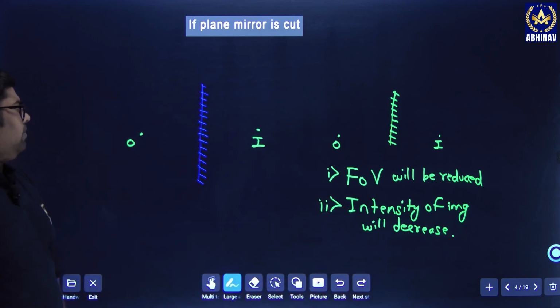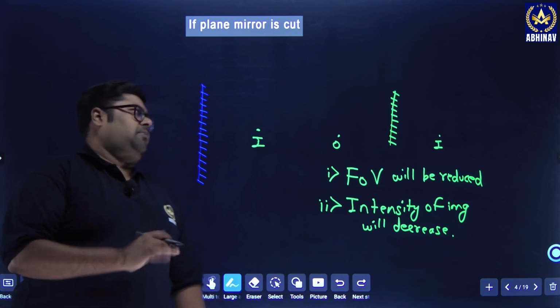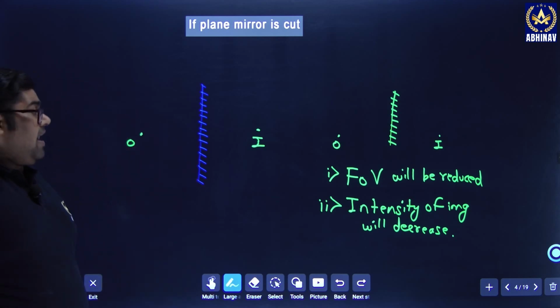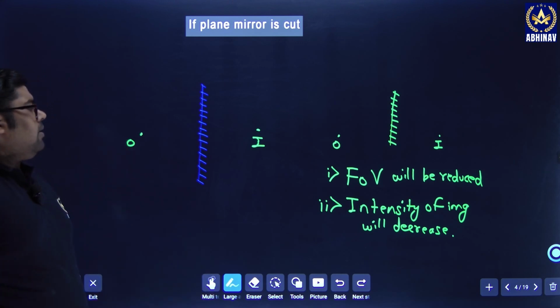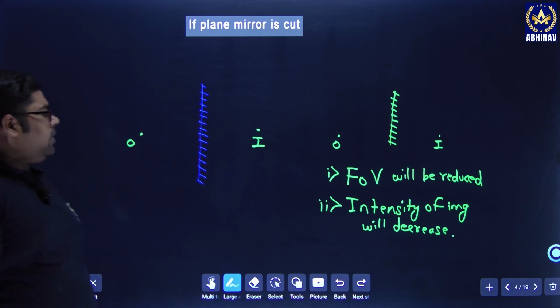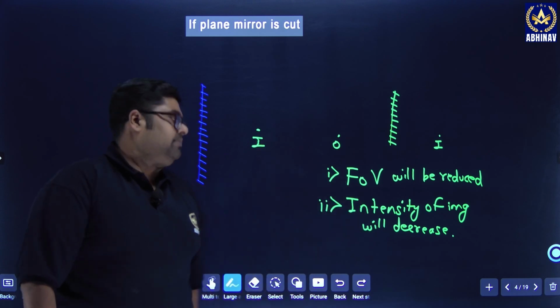So have a look here. A very important point: when a plane mirror is cut into half, then the size of the image and the position of the image are never affected, but the field of view is going to be reduced, as well as the intensity of the image will also decrease.